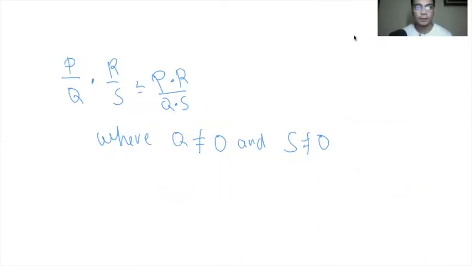So if you have P over Q times R over S, that is just P times R over Q times S. Where Q and S both not equal to 0. Because if one of them is 0, then our expression will be undefined.